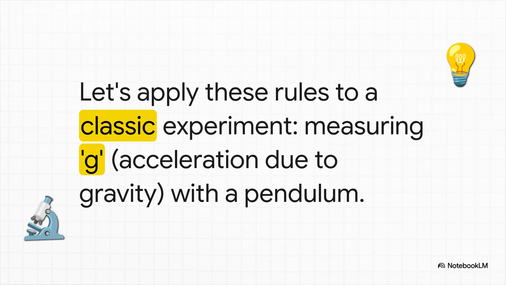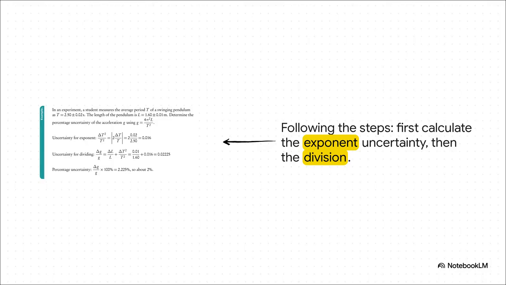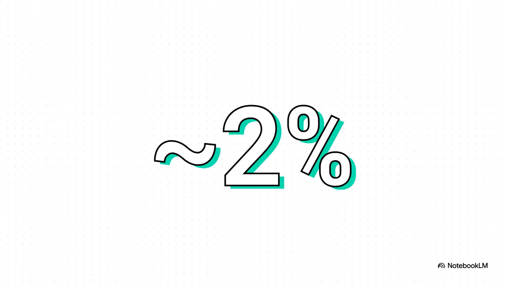We're going to use those rules we just saw to figure out the uncertainty in a classic physics experiment, measuring g, the acceleration due to gravity, using a simple pendulum. All right, so the formula to find g uses the pendulum's length, L, and its period squared, T squared. That means we've got both an exponent and division to deal with. Following our rules, first we handle the exponent on T. We take the fractional uncertainty of T and we multiply it by 2. Simple. Then, because the formula has division in it, we add that result to the fractional uncertainty of the length, L.